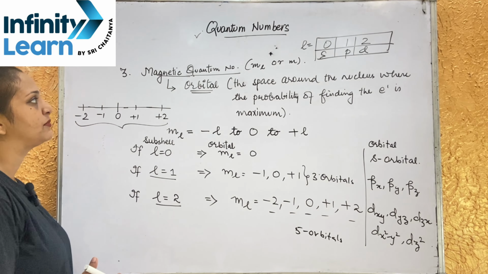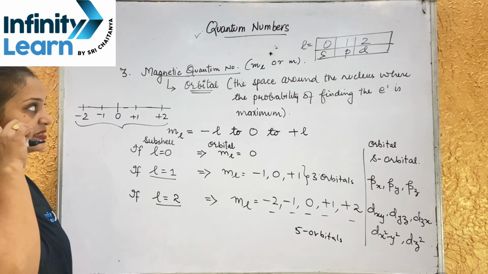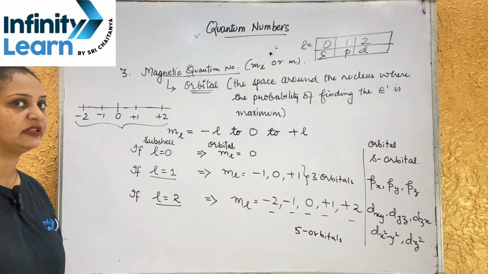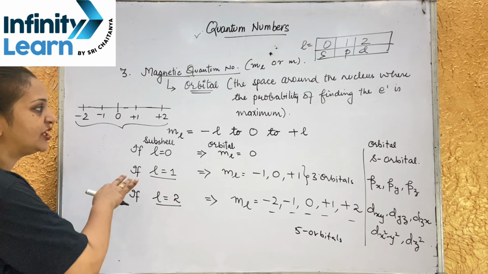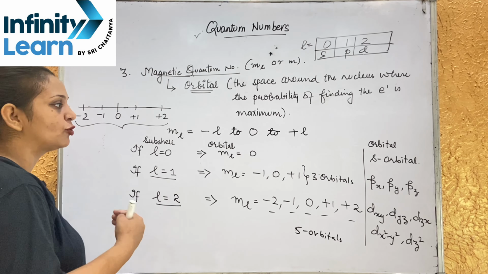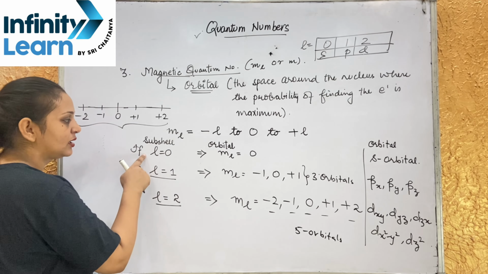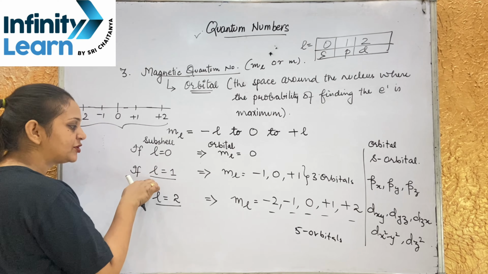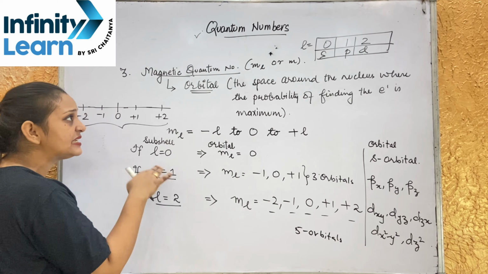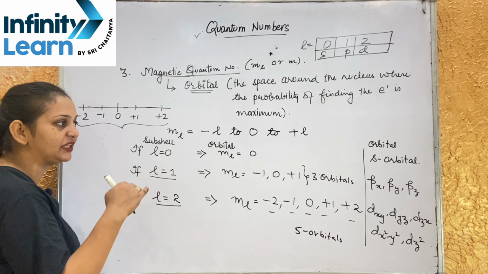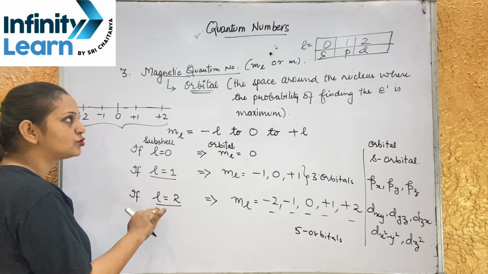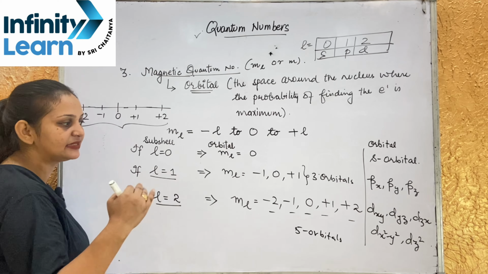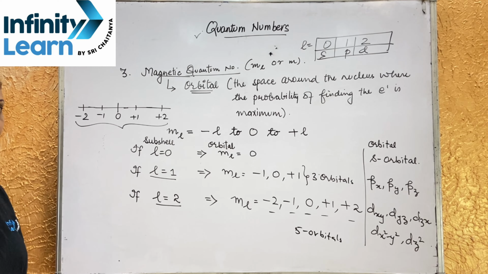So our third quantum number, which is the magnetic quantum number, tells us about the orbital, that is the space around the nucleus where the probability of finding the electron is maximum, and its value varies from minus L to 0 to plus L. For the S subshell, there is only one orbital, the S orbital. For L equal to 1, that is the P subshell, there are 3 orbitals, Px, Py and Pz, and for L equal to 2, that is the D subshell, there are 5 orbitals, dxy, dyz, dzx, dx square minus y square and dz square.